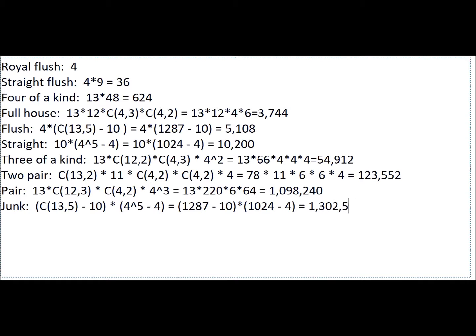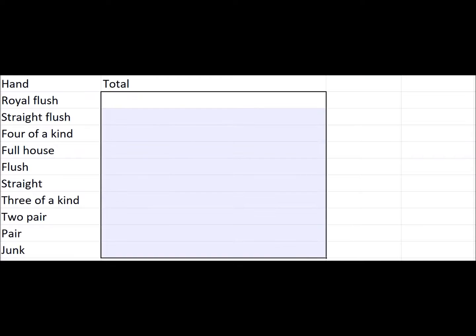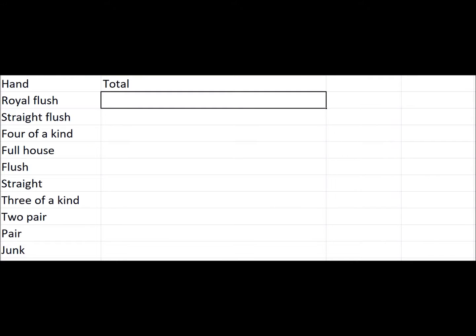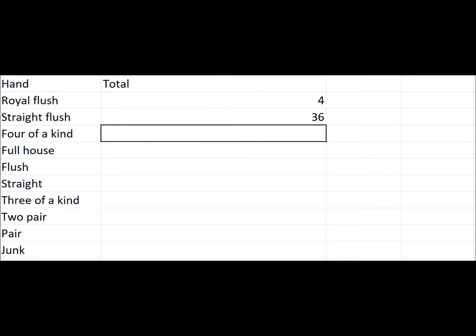So next, let's put that all in a spreadsheet. Okay, let me quickly show you how to do all that in Excel. So we already saw there's just 4 ways to get a royal flush, 1 for each suit. 36 straight flushes, 4 suits times 9 possible spans. For your 4 of a kind, there's 13 ranks to choose from for the 4 of a kind and 48 cards left over for the singleton.